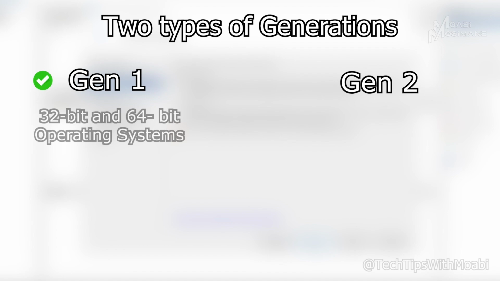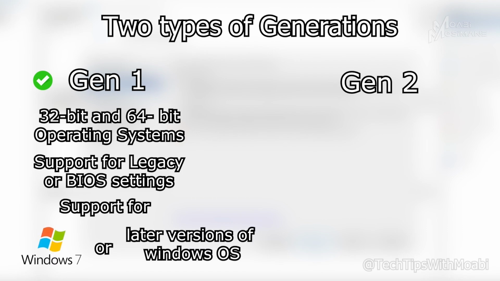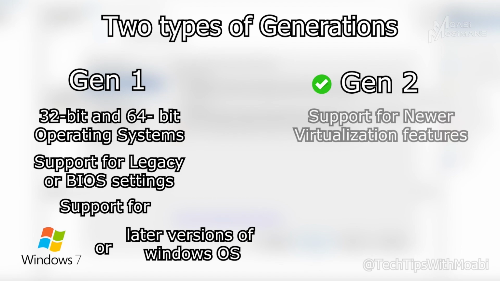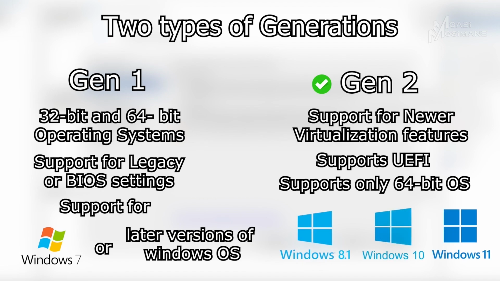So the first option, which is Generation 1, basically supports 32-bit and 64-bit guest operating systems, which support legacy and also BIOS settings. This generation is good if you want to install Windows 7 or later generations of Windows for your virtual machine. And if you take a look at Generation 2, this virtual machine generation provides support for newer virtualization features, has UEFI-based firmware, and it requires a supported 64-bit guest operating system, which can be your Windows 8.1, Windows 10, or Windows 11 64-bit architecture operating systems.